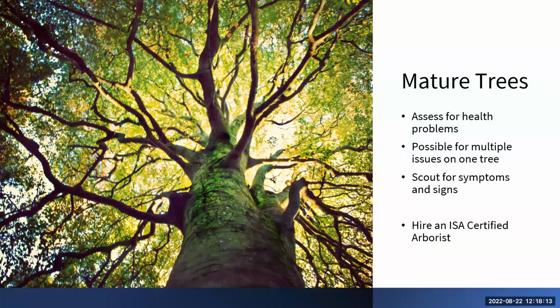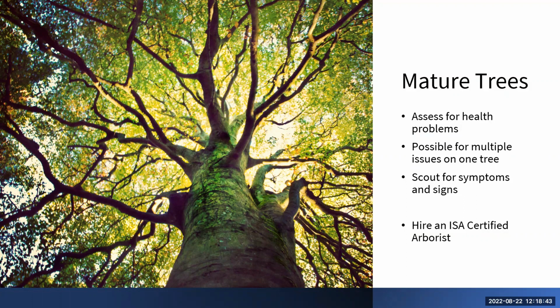So to give an example of how some of these things might change for an established tree, like temperature extremes, you can't do much about. If we have a really hot, dry period, providing supplemental water for those large trees can help them withstand that heat, that dry time period.